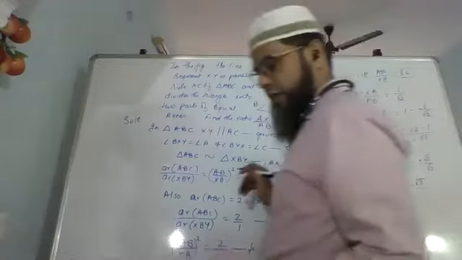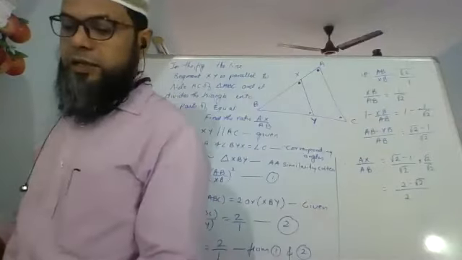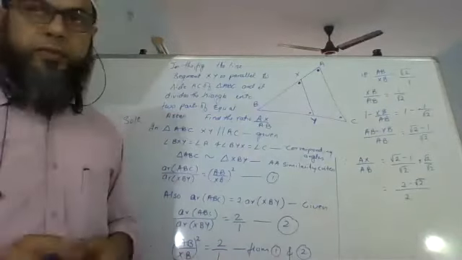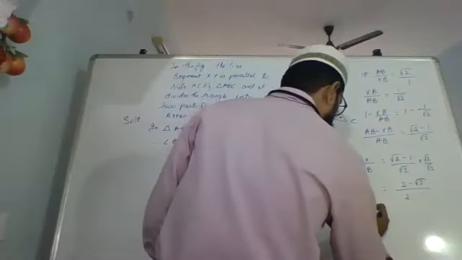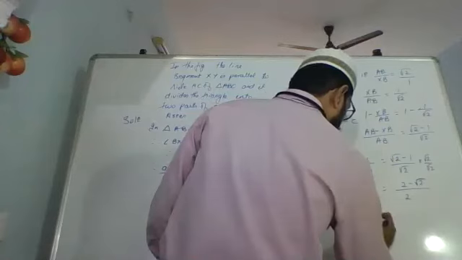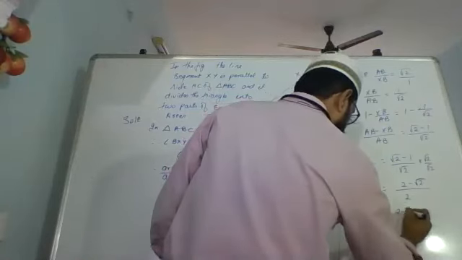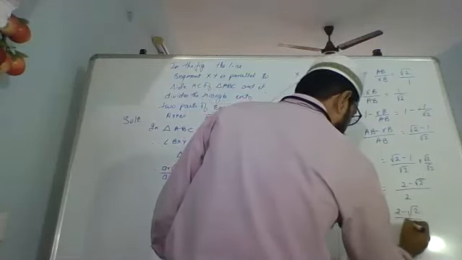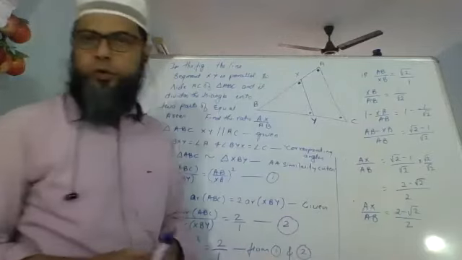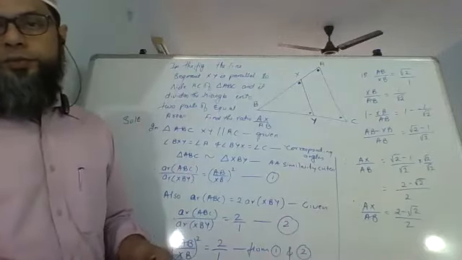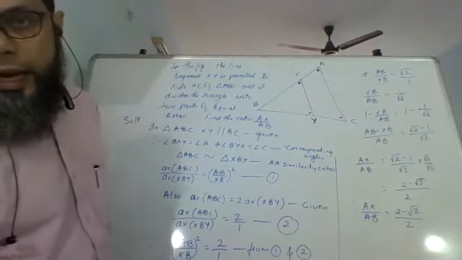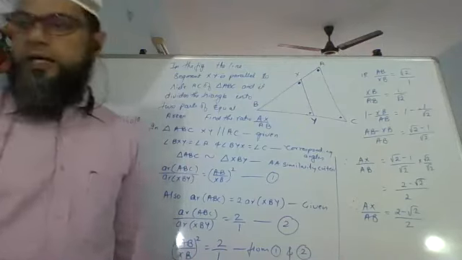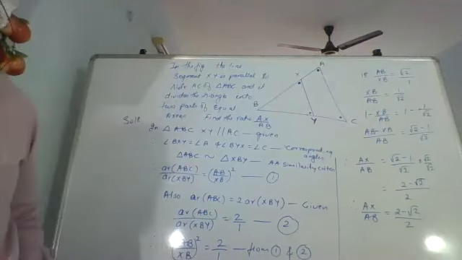And after that, AB minus XB upon AB is nothing but AX. That is how you're going to show it. Therefore, AX upon AB equals 2 minus root 2 upon 2. Okay, complete till here and also do exercise 6.4 for homework.